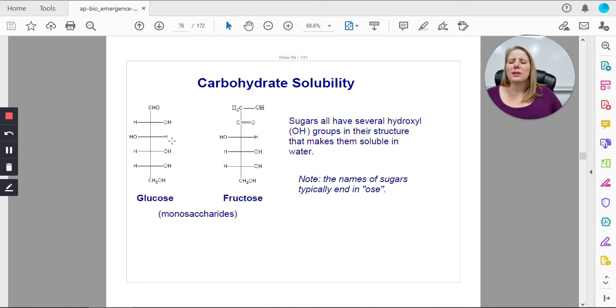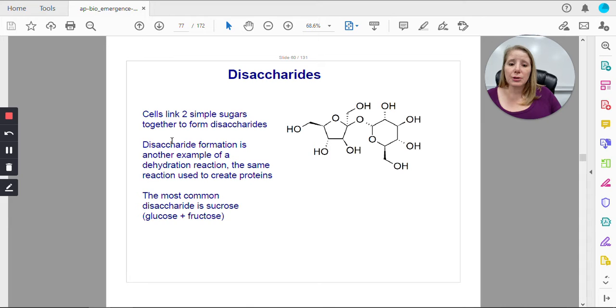Notice that most of the names of sugars are going to end in ose. So if you hear ose, you can assume it's a sugar. Glucose, fructose, lactose, maltose, galactose. These are all different types of sugars. But the 2 monosaccharides are glucose and fructose.